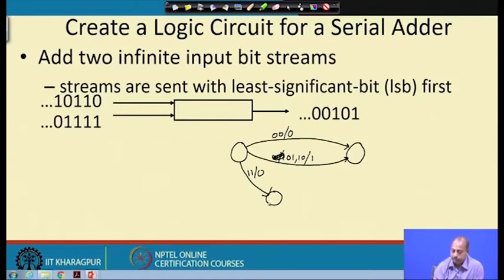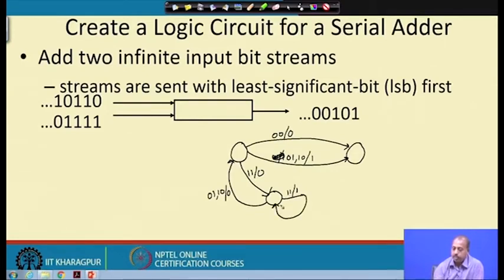So, we can say that if the next bits are 0 1 or 1 0, in that case it has to output a 0, and it goes back to this state. On the other hand, from this state, if the next 2 bits are again 1 1, then it has to output a 1 and it should go to a state where it has to generate a carry again.